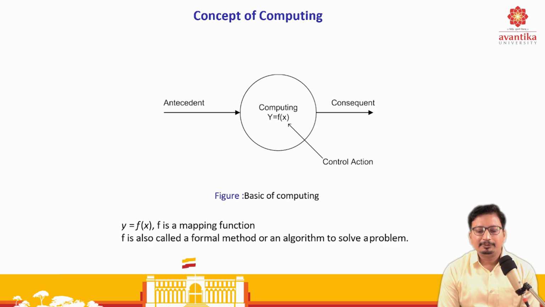So what is computing? Computing is nothing but we are giving some input to the processing unit which is doing some computation on that input and produces some output. Now this computing can be anything. It can be a mapping function or it can be a mathematical function which is doing the calculations according to the input which we have set, and accordingly the output has been generated. So this is the basic concept of computing. So here the function or the mapping function is nothing but a formal method or an algorithm which is used to solve any particular problem for which we have given the input variables.